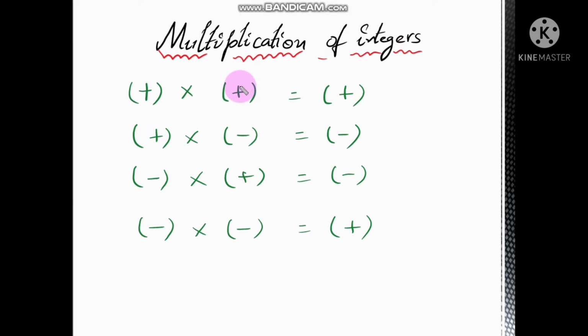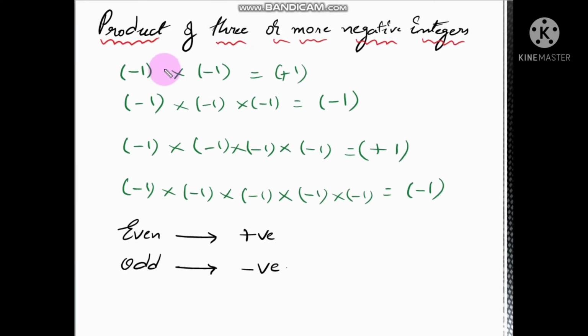So children, hope you all understood the rules for multiplication of integers? Yes. Now let's move on to the next one. So, product of 3 or more negative integers. Then how to multiply 3 or more than 3 negative integers? So, let us take minus 1 and multiply it.